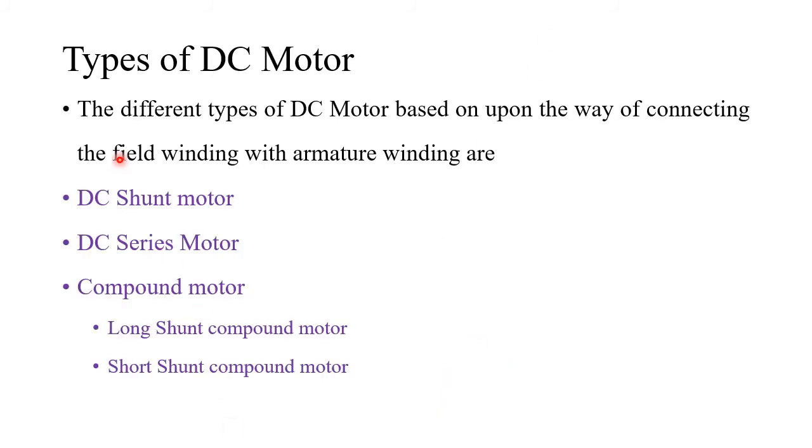Types of DC motor. There are different types of DC motor based on the way of connecting the field winding with the armature winding. Like the DC shunt motor: when the field winding is connected in parallel to the armature, it is called a DC shunt motor. Next is the DC series motor: when the field winding is connected in series with the armature, it is called a DC series motor. And the final one is the compound motor, where a part of the field winding is connected in series and another part is connected in parallel. It is further classified into long shunt and short shunt based on the type of connection.